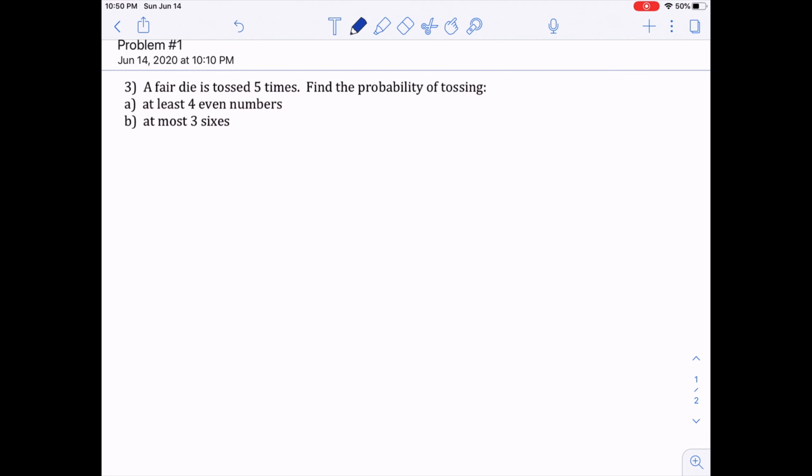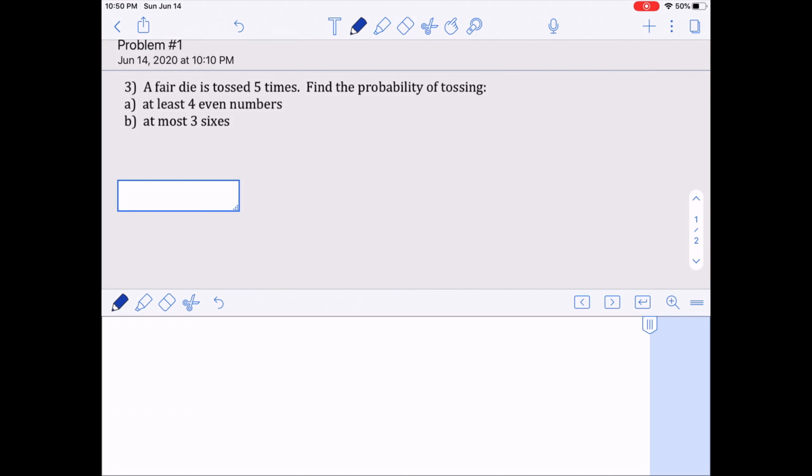Okay, hello class. Our first problem today is going to be number 3 over here. A fair die is tossed 5 times. Find the probability of tossing A, at least 4 even numbers, and B, at most 3 sixes.